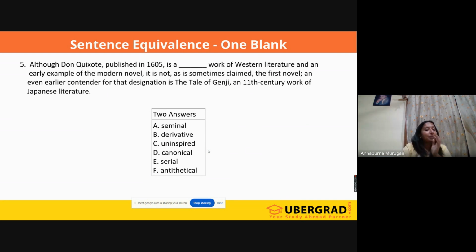But in the first part only we have a blank. Okay, let us see what it is. Although Don Quixote, published in 1605, is a dash work of Western literature and an early example of a modern novel. So from here we come to know that it may be some important work. Why? Because they are saying that it is an early example of the modern novel. Okay, till here it is one sentence.